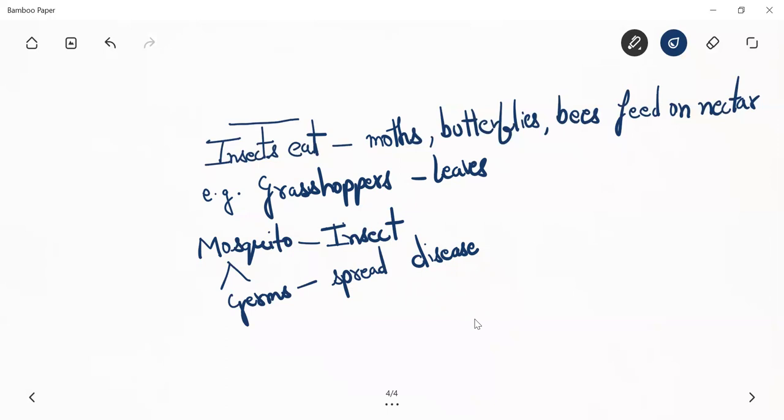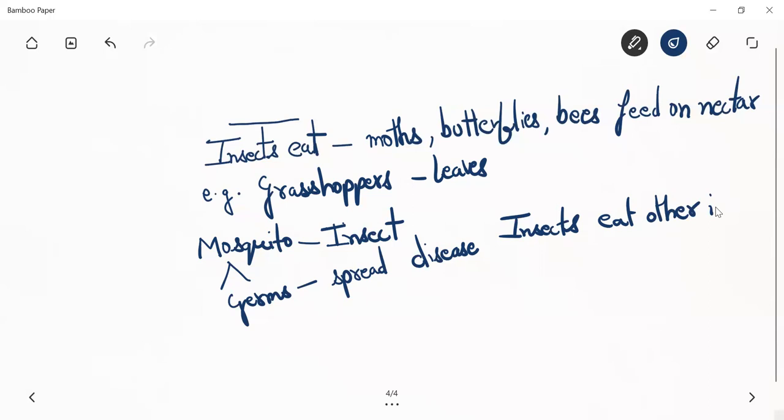Also, there are some insects which eat other insects. There are many insects which eat other insects. The bigger one ends up eating the smaller one. What are the insects which eat other insects? One of them is dragonflies. Dragonflies feed on mosquitoes. Ladybird beetles feed on insects that spoil plants.